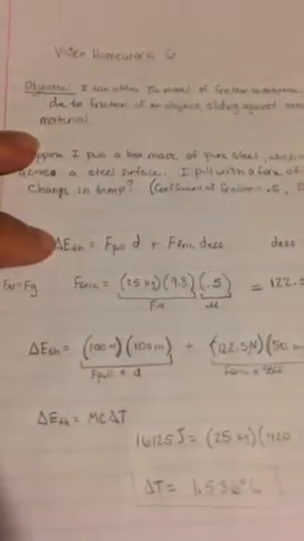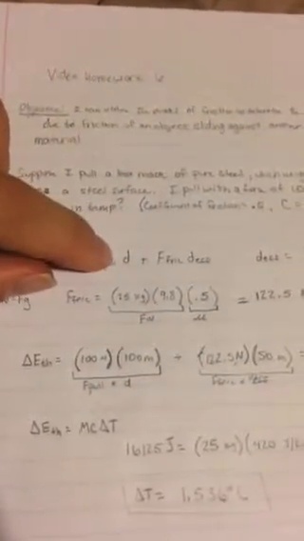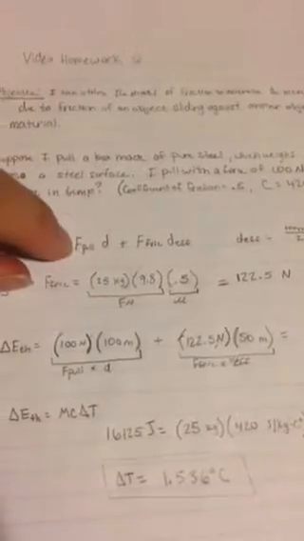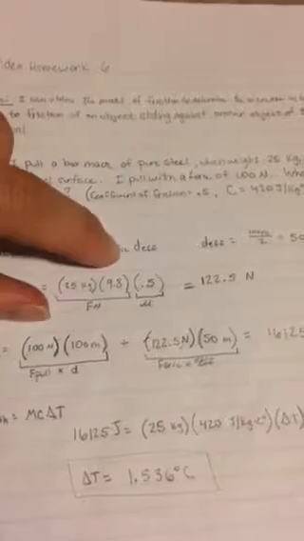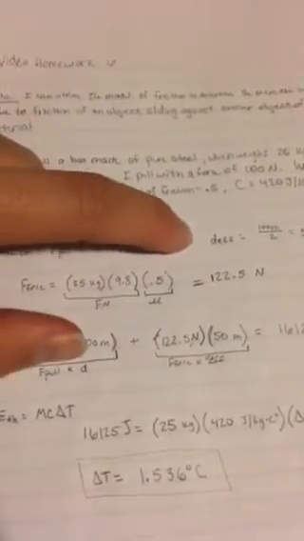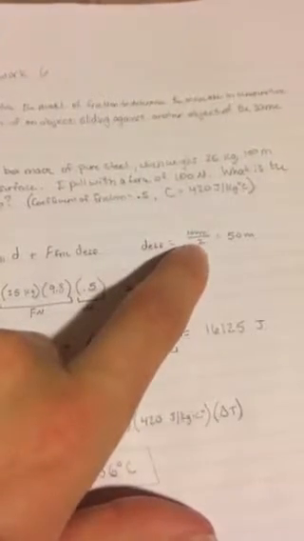So the important equation here is that the change in thermal energy equals the force of the pull times the distance of the pull plus the force of the friction times d effective. And d effective is simply the distance divided by 2 for the same material. So our d effective is 50 meters, and of course our d is 100 meters as given in the problem.